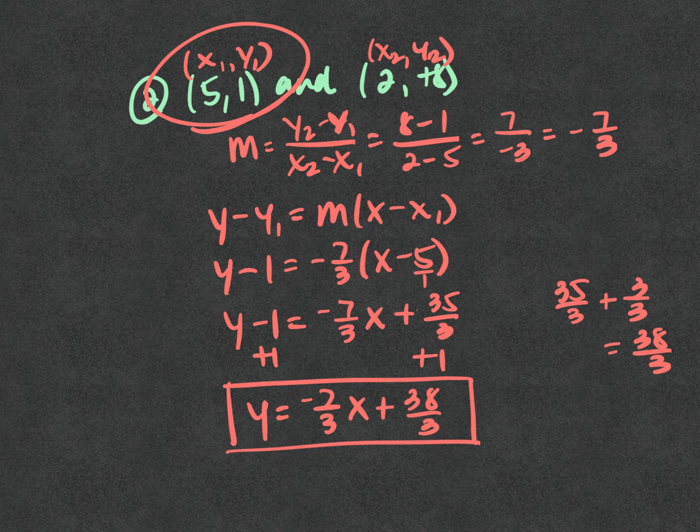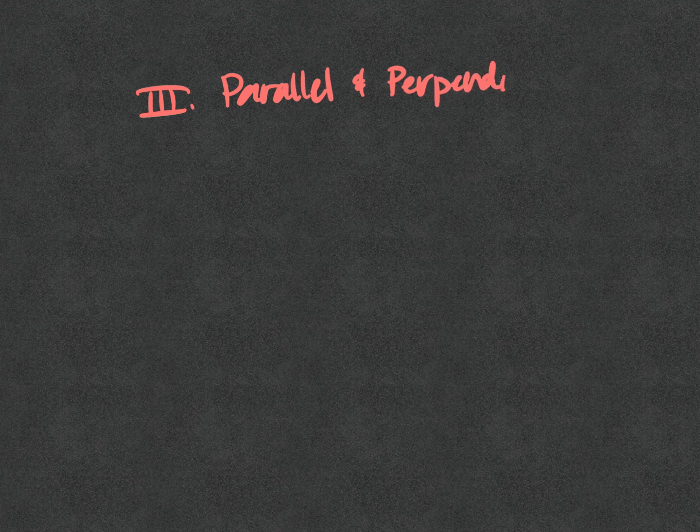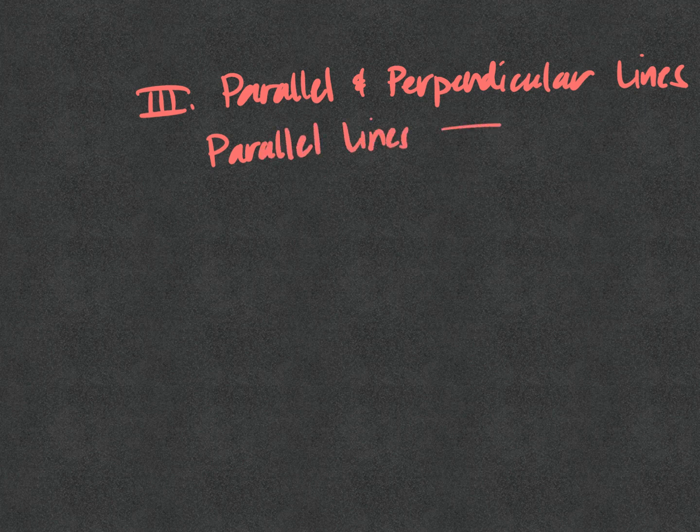Roman numeral 3. This is parallel and perpendicular. So the problem says, find the equation of the line given a parallel or a perpendicular line. But what's important is parallel lines. Now, the geometry answer is parallel lines never intersect. And that's true. That's true because they have the same slope. So what's important here is they have the same slope.